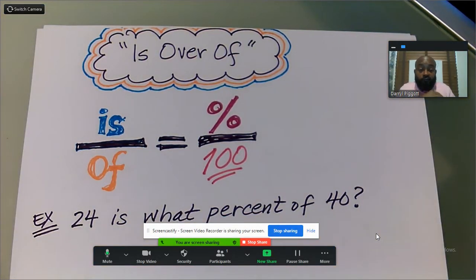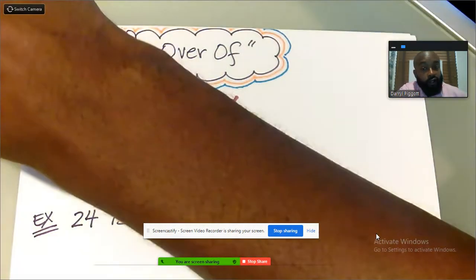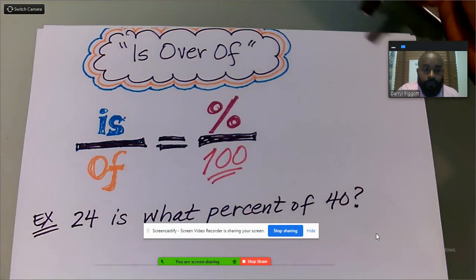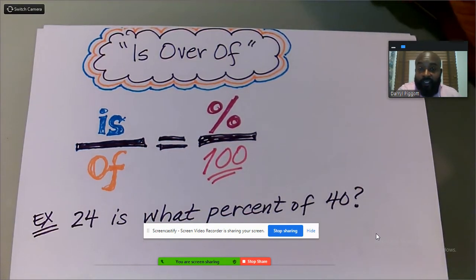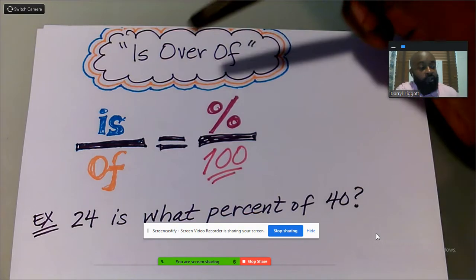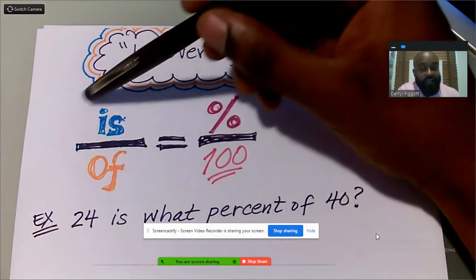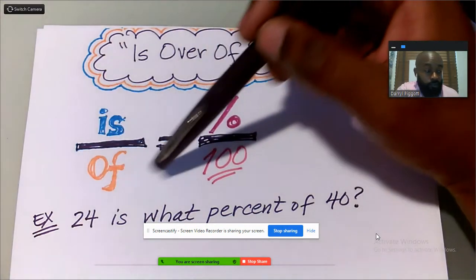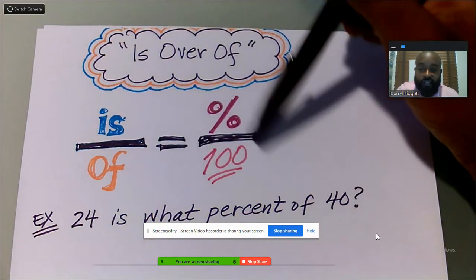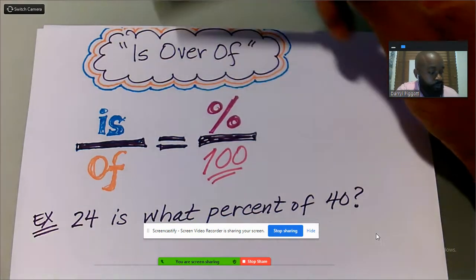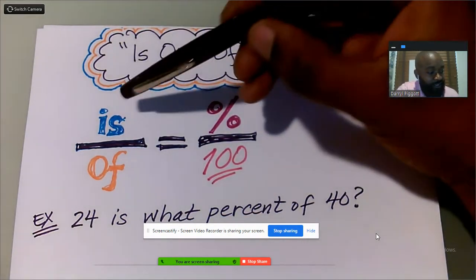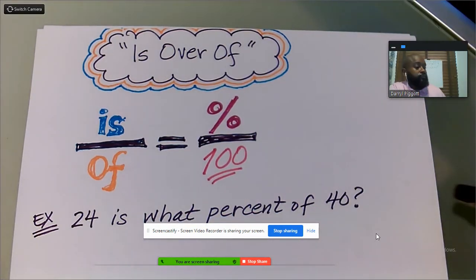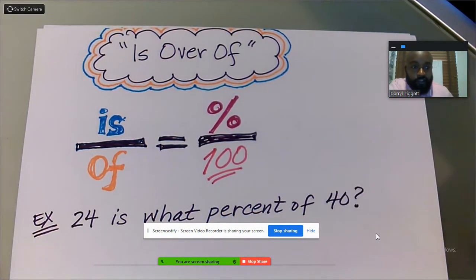All right, so first of all, I call these problems is over of problems. Now, what could I possibly mean by is over of? Well, I'm just referring to the left side of this proportion right here. And I'm going to have you all remember this. We'll probably do some chants in class so this gets stuck in your brain. But the idea of this proportion is is over of equals percent over 100. And again, I try to draw that 100 like the emoji.